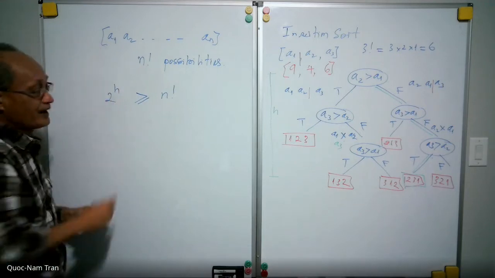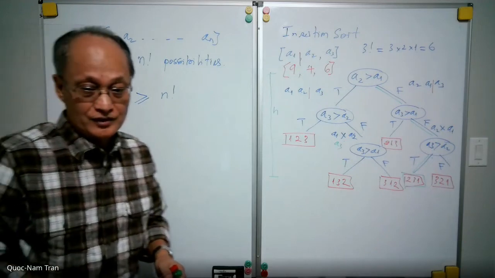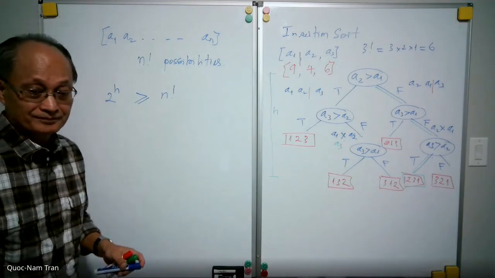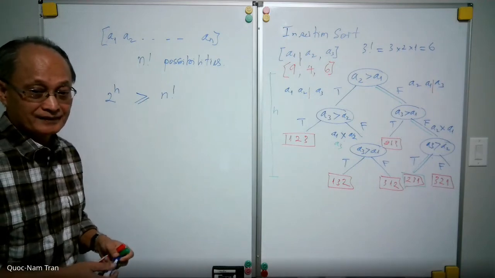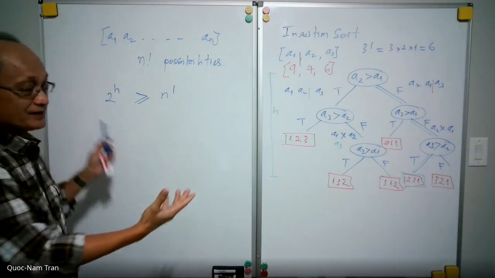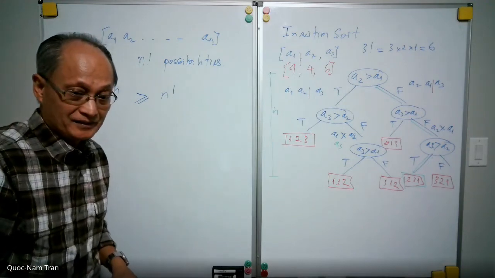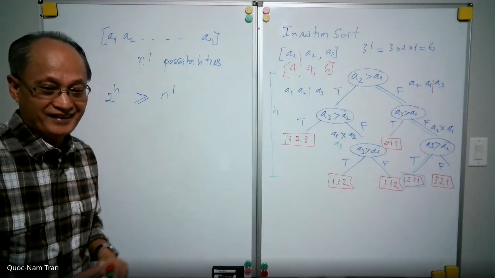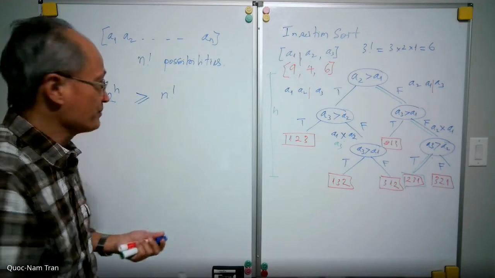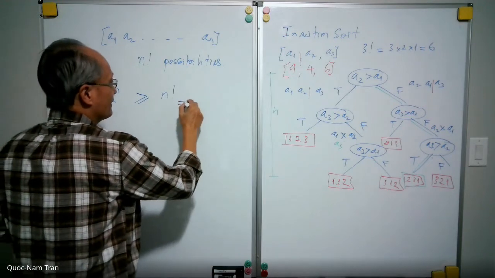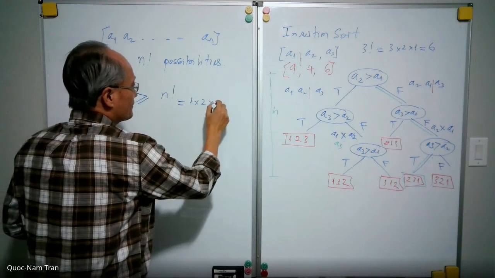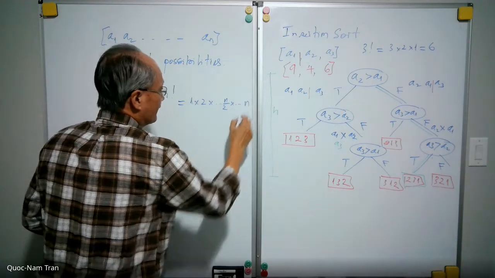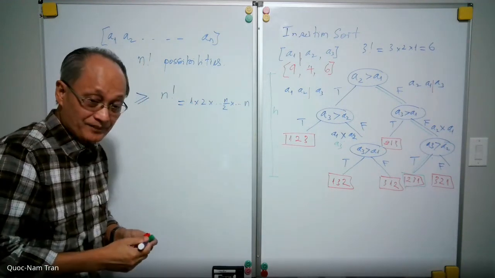Now, how can I solve for h? What is h? You can say that just take log on both sides, right? But log of n factorial is something we cannot deal with directly. So it's very simple. What is n factorial? 1 times 2 times up to n half times up to n, right?